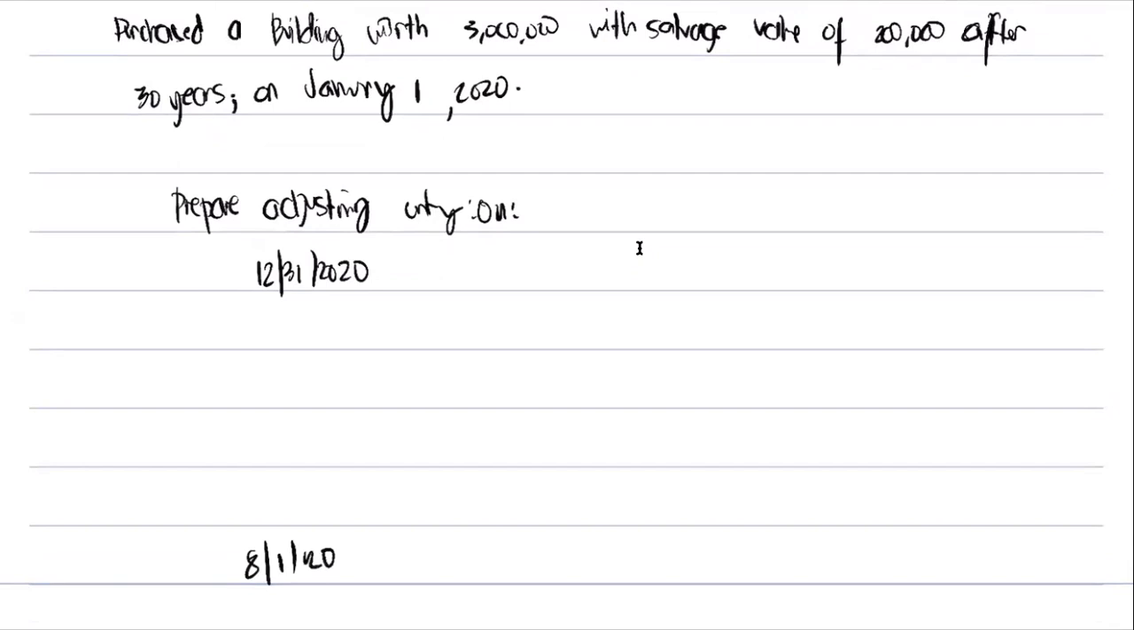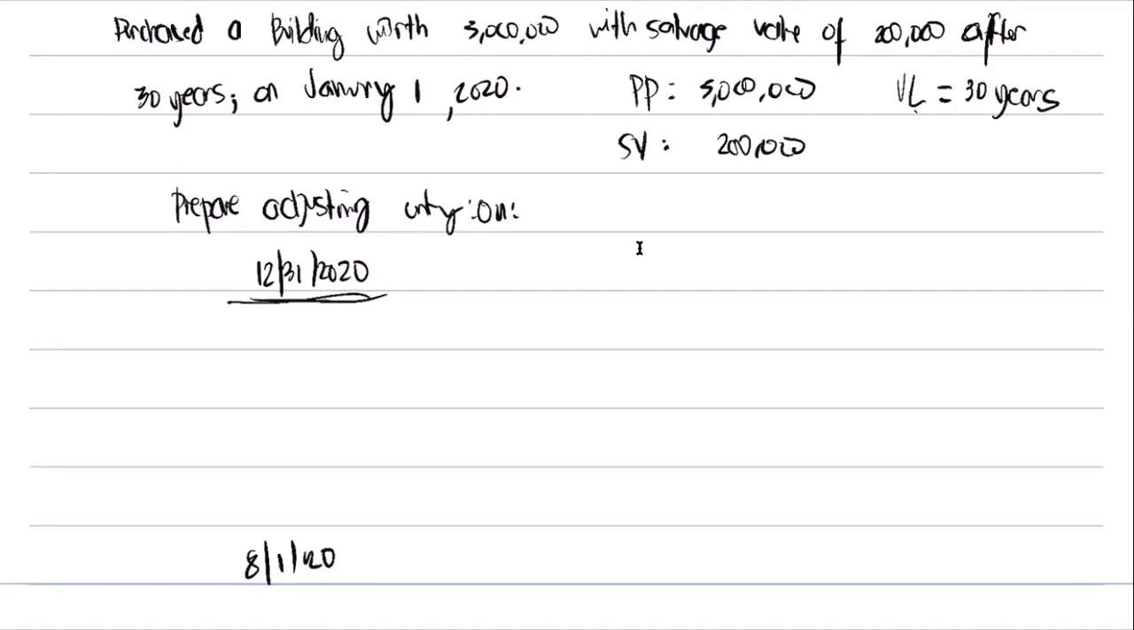So let's determine first the appropriate values. What is the purchase price? 5 million. What is the salvage value? 200,000. What is the useful life? The useful life is 30 years. So we prepare an adjusting entry on December 31, 2020. To prepare, we just need to determine whether that is an annual period or not. So we have here January 1, 2020 to December 31, 2020. Is that 1 year? Yes, that's 1 year.